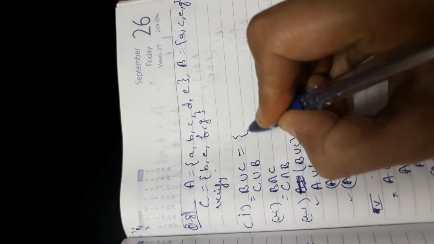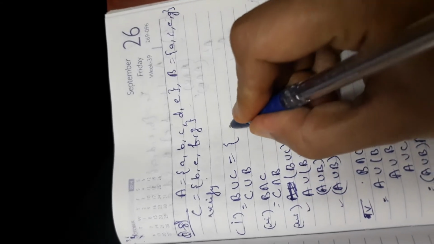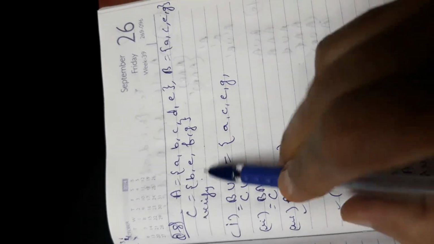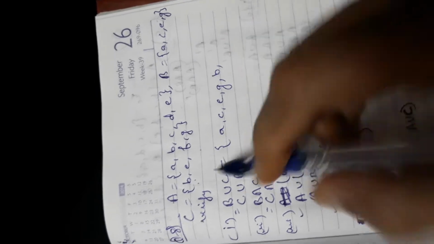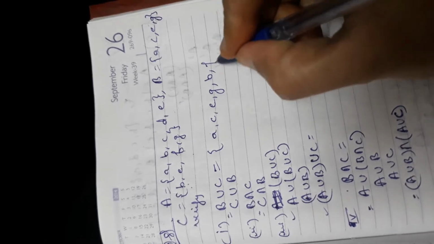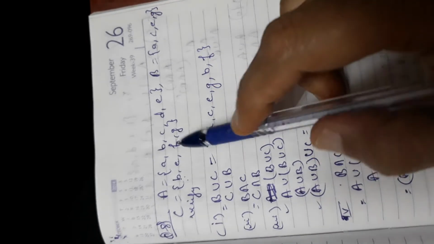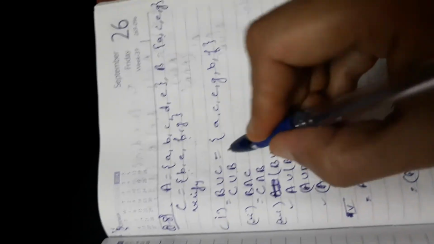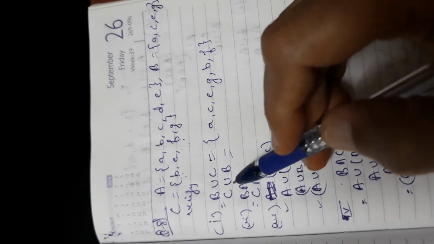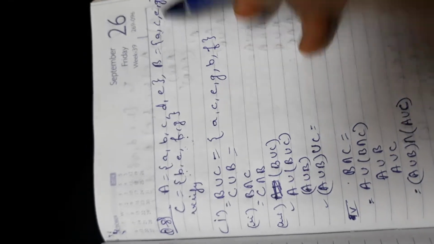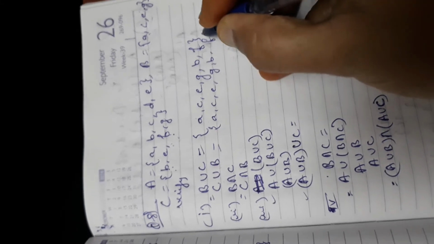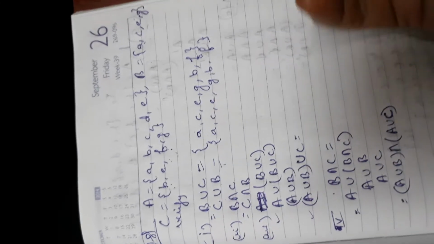Let's find out B union C. B union C means combine B and C. A, C, E, G. First I write B, then C. From set C, element E already is there, F and G already is there. No repetition. So B and C we combine to get these elements. Now C union B. C and B, it's one and the same. C and B sets we have to unite, so it will be the same. A, C, E, G, B, F, because one and the same, either this union this or this union this.